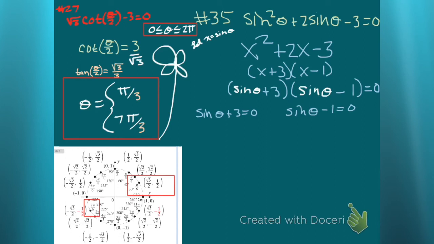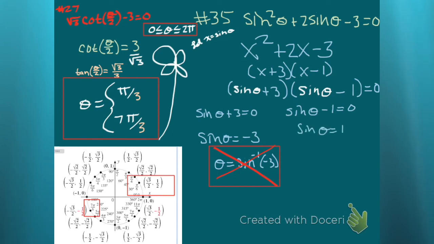All right, I'll solve the left. Subtract 3, inverse sine. That's not real. Your sine has to be between plus and minus 1. So that's no solution. Now we go and solve this one.